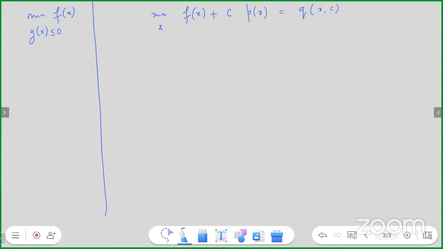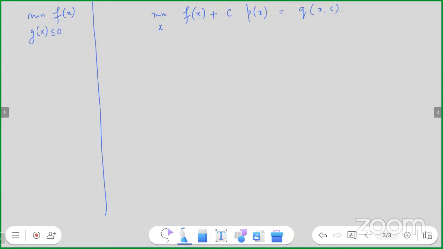So P is a penalty function. If there's a constant C and we increase it, that means the penalty on the function is increasing, because of the multiplier increasing. P of x is not changing. P of x is P of x. Yes. And if we try to decrease C, the penalty is going to decrease. Correct.